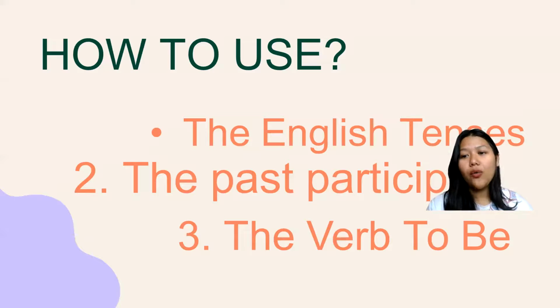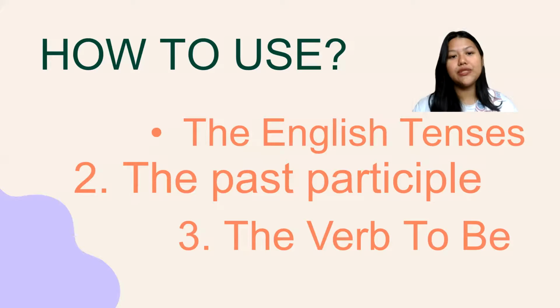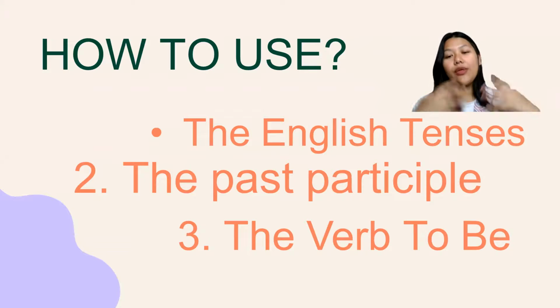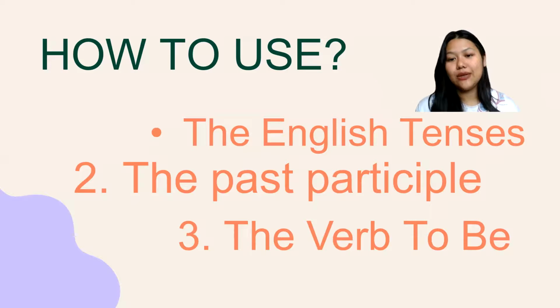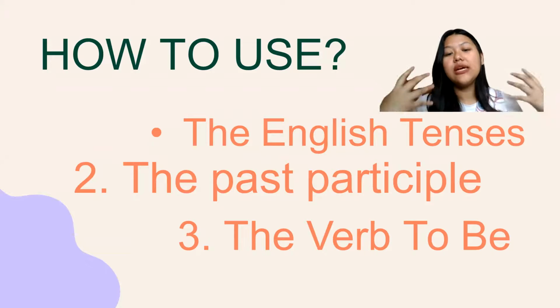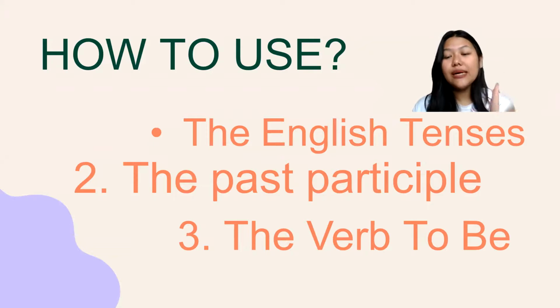So we move on to how to use passive voice. The first is the English tenses. We need to recognize and be well prepared with the English tenses, to know them well. The second is the past participle. We also need to recognize the past participle. And the third is the verb to be and how flexible it can be.